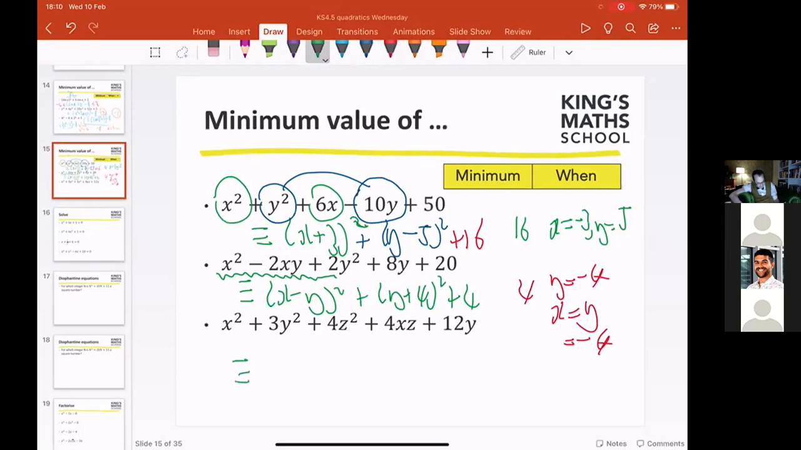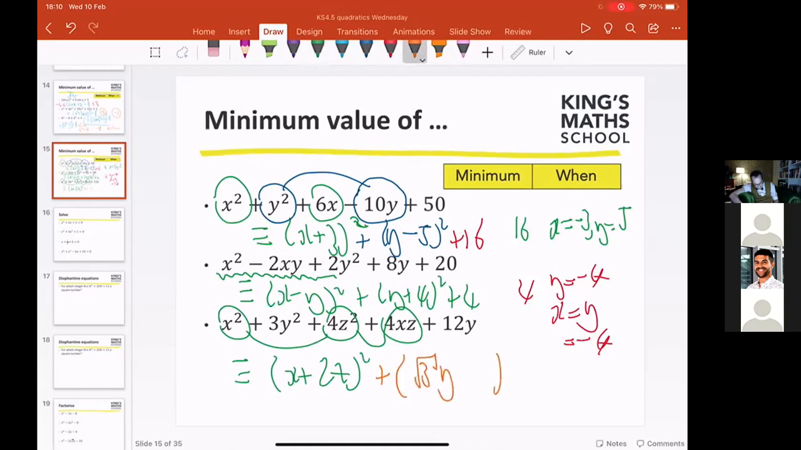And then last case, well, what can we see? We can see an x squared and a 4z squared and a 4xz. So that suggests to me x plus 2z all squared. And then I've got a 3y squared plus a 12y. Well, let's do what we did earlier. So let's write that as √3y plus something, all squared. Right, so what's the something going to be? So 2 lots of something times √3 has to equal 12.